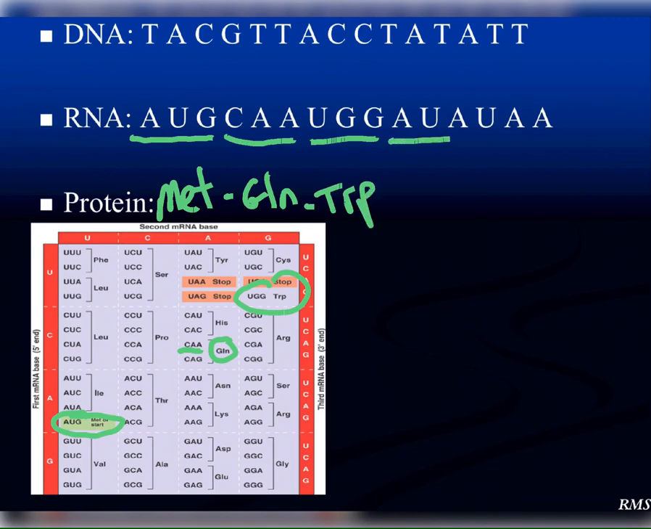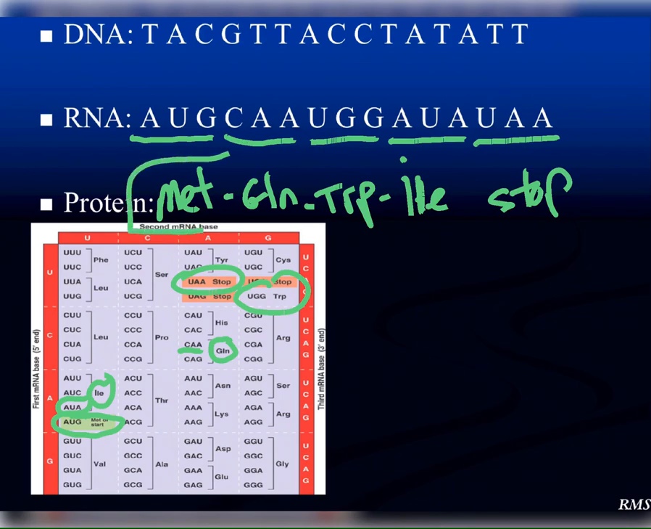Then we have AUA, so we look around our chart until we find AUA, and that codes for isoleucine. Just write what you see in the chart, that's fine. And then we have a UAA. We look around the chart until we find UAA, and that's a stop codon. You don't have to write stop. If you put it there, that's fine. I'm not going to mark it wrong, but that just means you're done.